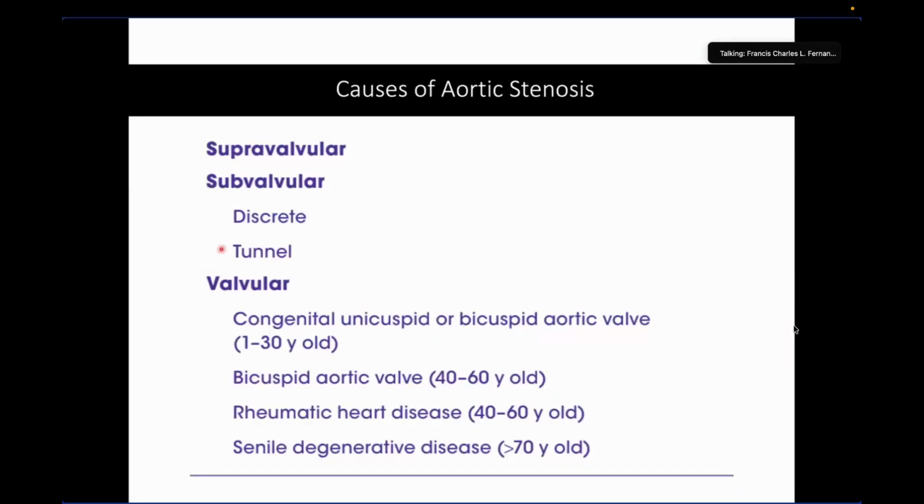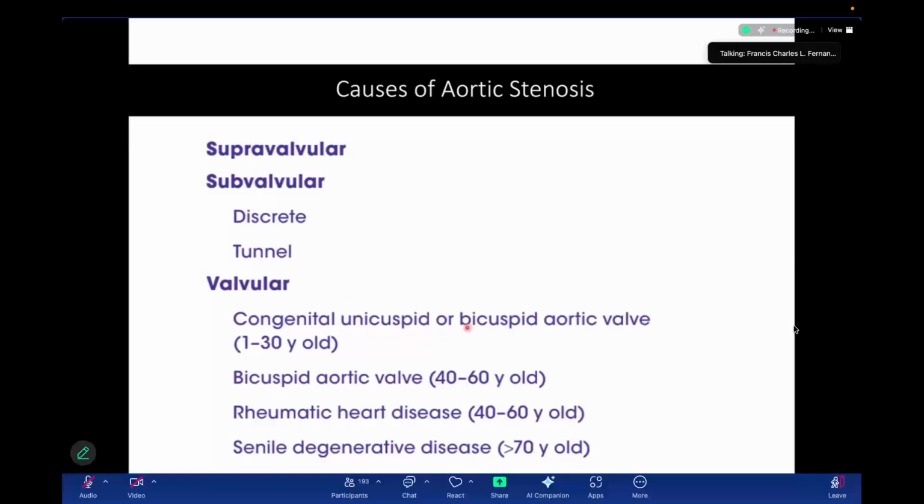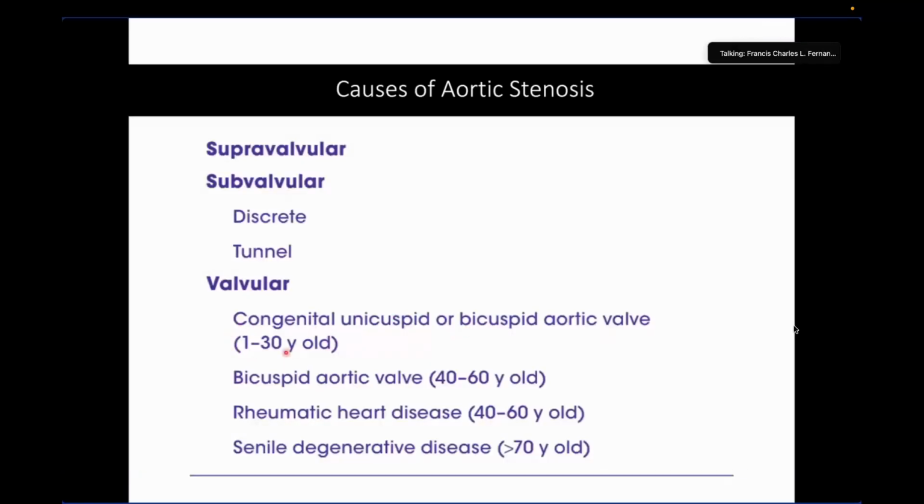Okay, so what causes it? It could be supravalvular, above the valve. It may be the valve itself. It could be discrete, tunneled, or subvalvular. And if it is the valve itself, you have a congenital problem. The patient may be born with a unicuspid or bicuspid aortic valve. These manifest very young; you have the pathology very early. So these are congenital.